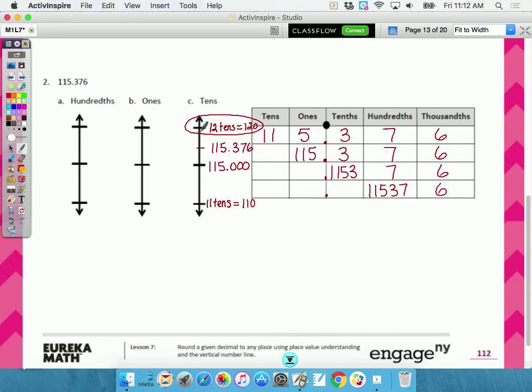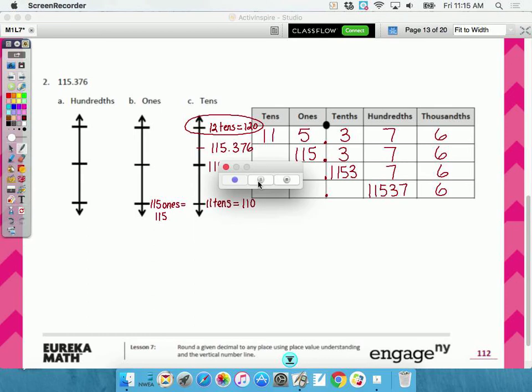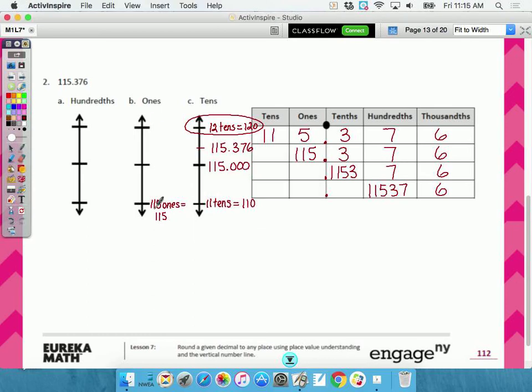Okay, you think you're ready to do the ones place on your own? Yep. Okay, what do I have for ones? 115. 115 ones equals 115. Okay, I'm going to pause it and let you go ahead and work on that. All right, what comes after 115? 116. Ones equals 116. Good.